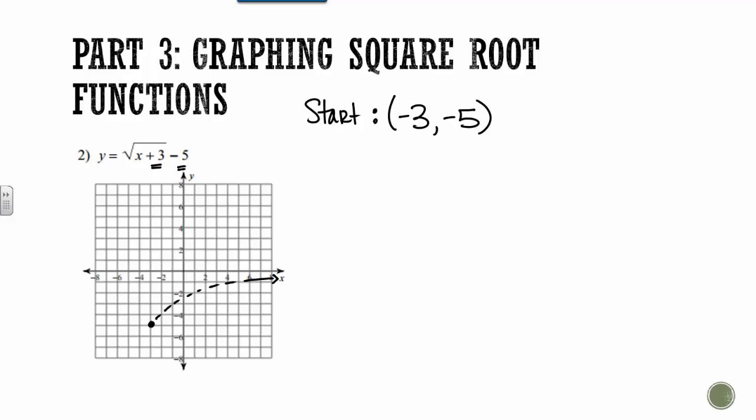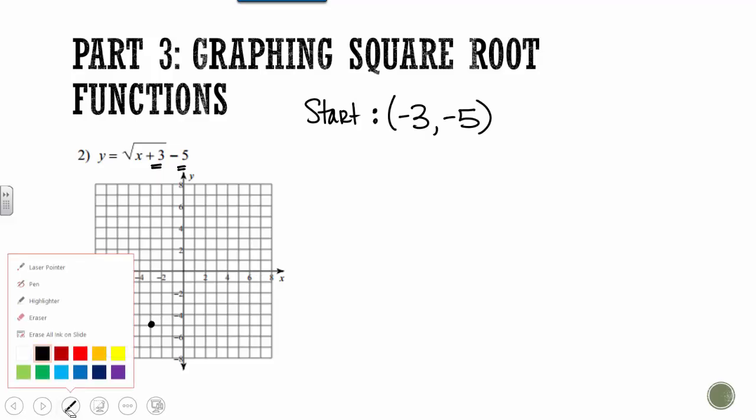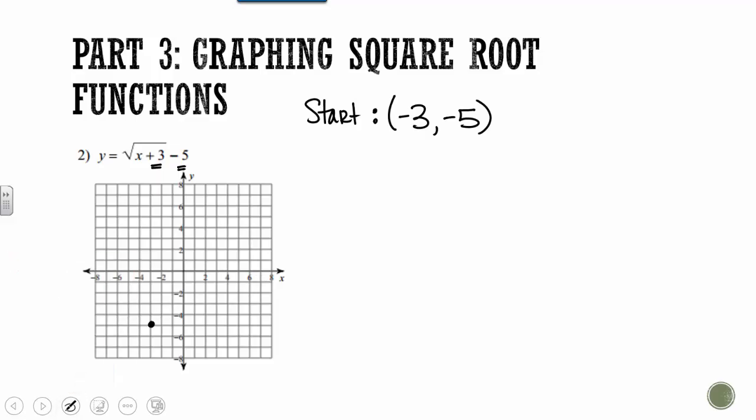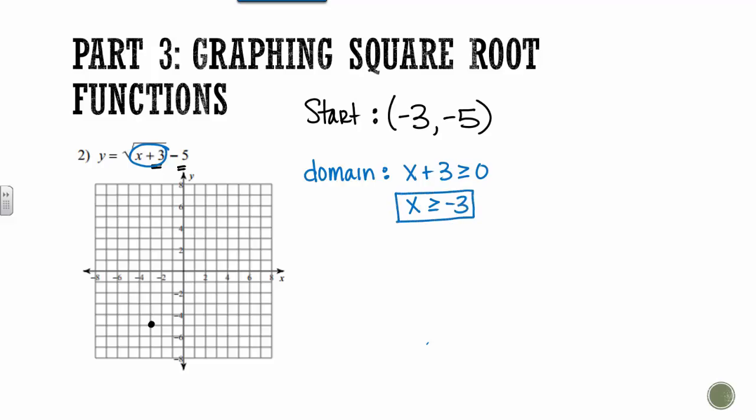I want to make sure that that's what it is. I want to get a couple more points to plot. So let's talk about domain and range and a couple other points we could plug in. So the first thing we should find is our domain. Remember, we want all of this stuff underneath here to be greater than or equal to 0. So if I subtract 3 on both sides, I get that my x's have to be anything greater than or equal to negative 3, which makes this curve work, because that's telling me that my domain starts here at negative 3 and it has to be everybody over here, which is what we want.